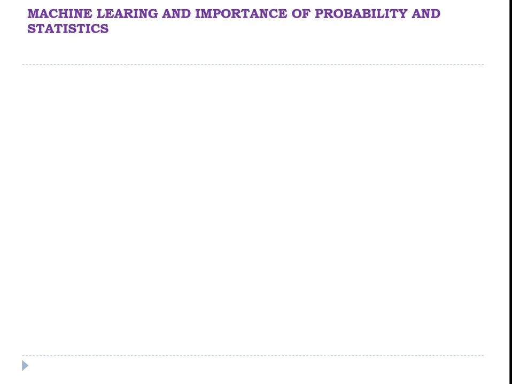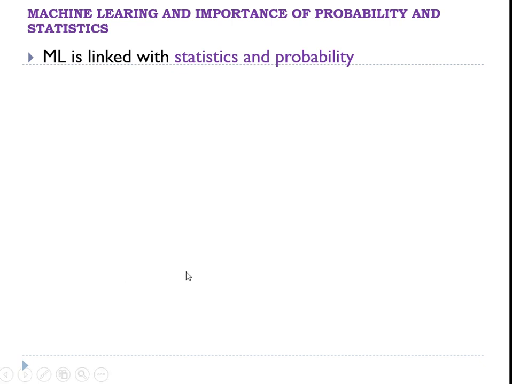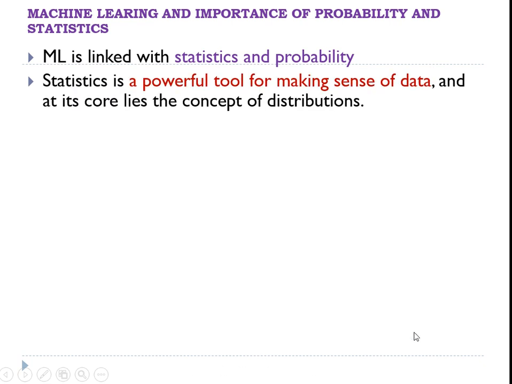Today's session will discuss machine learning and the importance of probability and statistics with respect to machine learning. When you are learning machine learning, it's very important that you also study a little bit of math, especially statistics and probability. In fact, you can say that statistics is the heart of machine learning. Let's understand what statistics and probability are.